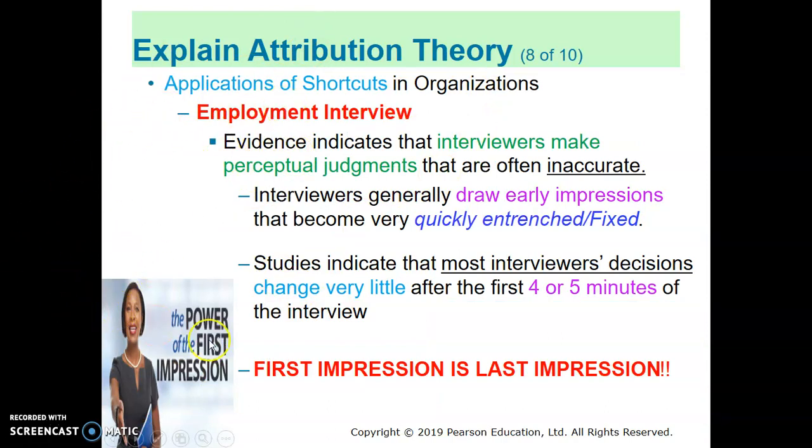So when we talk about all these things, it is considered as an application of shortcuts in the organization. Also, we can apply this ourselves when we go to an interview, because the interviewer also applies this kind of theories when they interview their candidates. So when you go for an interview, it is important to remember that first impression is last impression. That means the first 5 minutes of your interview, for example, you come to the room, the way you carry yourself actually gives an impression to the interviewer. So the first 5 minutes is important in order to build up your impression so that it will be favorable in the eyes of the interviewers. According to studies, most interviewers' decisions change very little after 5 minutes. So the first 5 minutes is very important.